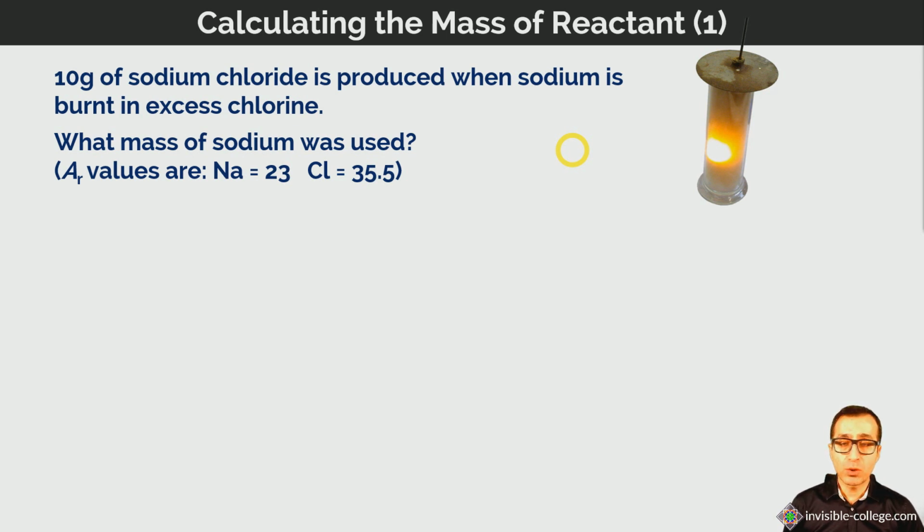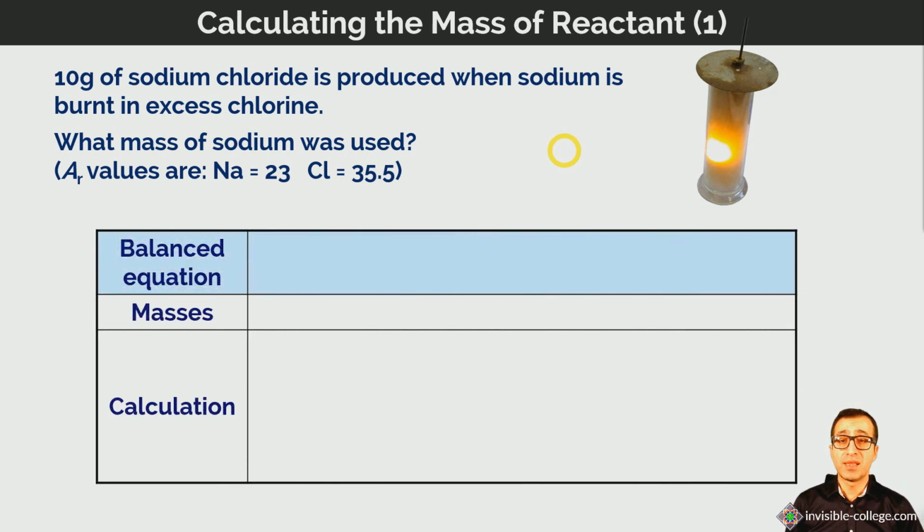Whenever you're solving a problem like this, you have to start with the balanced symbol equation. That is always your starting point because it gives you the relative numbers of moles of particles of your reactants and your products. So in this case, the balanced symbol equation is one that we've seen before. 2 sodium atoms will react with 1 chlorine molecule to make 2 formula units of sodium chloride.